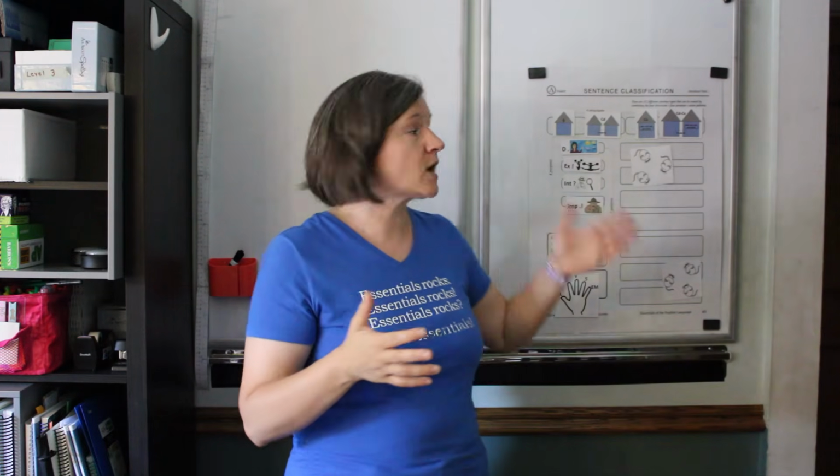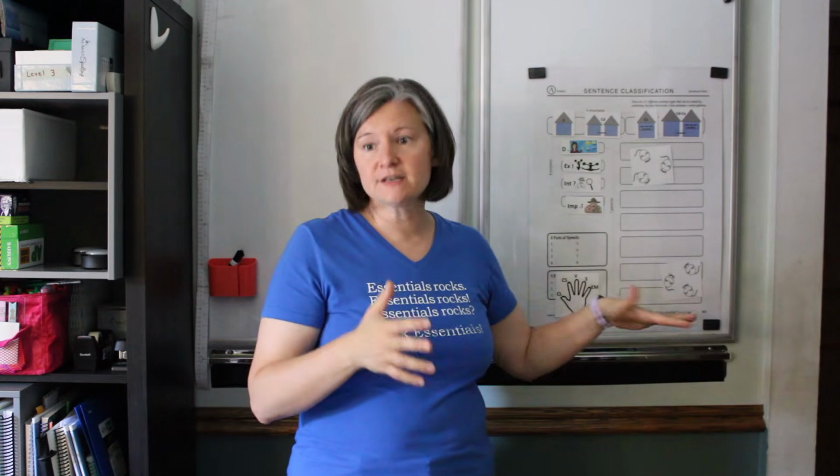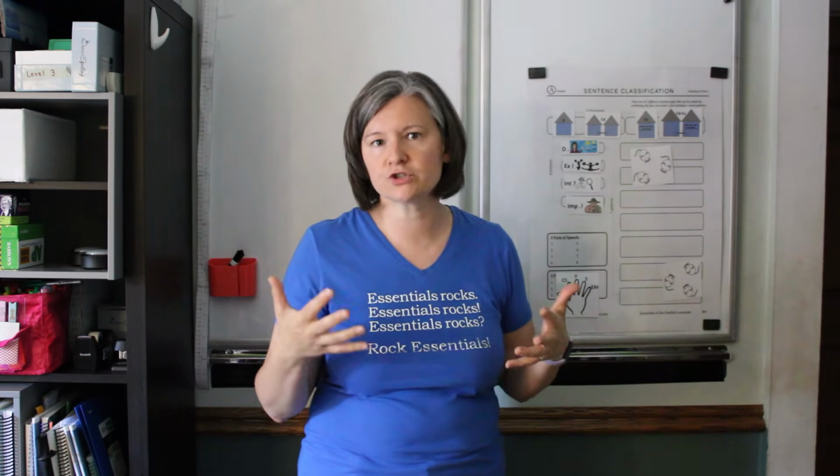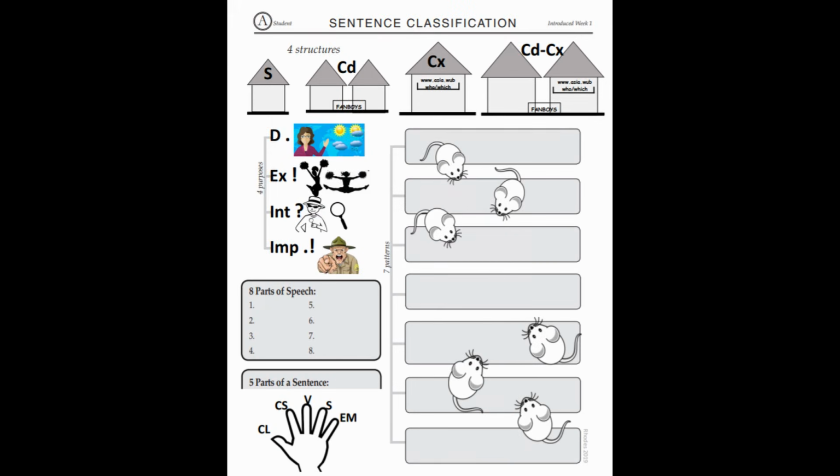So those are the reasons why I chose these different images to help us remember the things on chart A. We have our structures represented by houses. We have our purposes represented by the jobs that people do. And we have mice representing our patterns because we sing Three Blind Mice. I don't have anything for 8 parts of speech. Sorry, I haven't been creative enough to come up with anything.